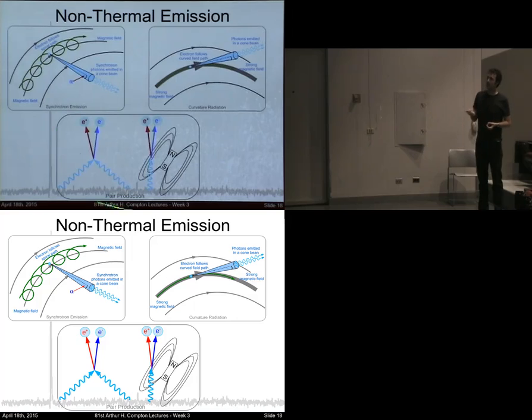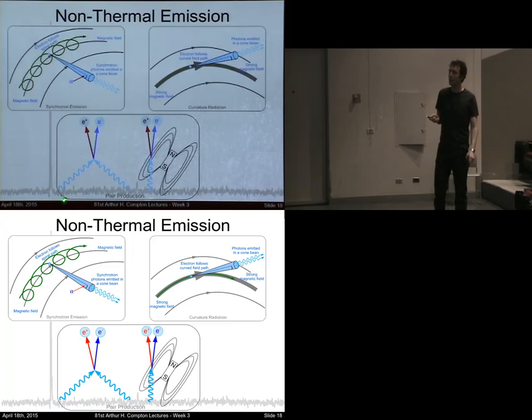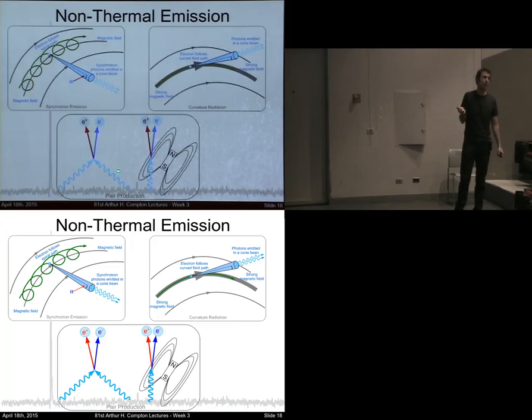Now, this is a process that isn't necessarily non-thermal emission, but I just wanted to make sure everybody was familiar with this process. If you have a photon and it bumps into another photon, and these photons are of sufficient energy, you can create a pair of electron-positrons. A positron is just a positively charged electron. And so if these guys have enough energy, then they can make these guys.